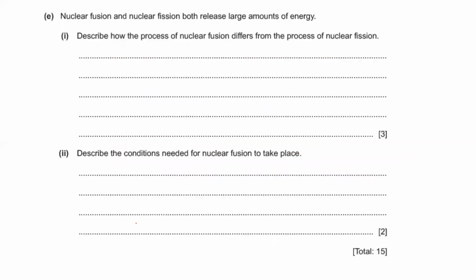Okay, last part. So part E, it says nuclear fission and fusion reaction both release large amount of energy. Describe how the process of nuclear fusion differs from the nuclear fission. So again, this is a 3 points question. So we'll try to make sure that we have at least 3 good points.